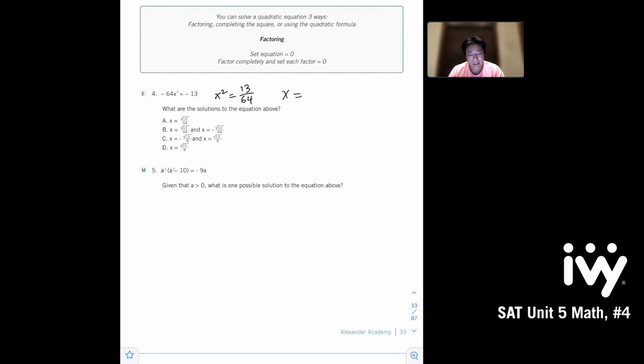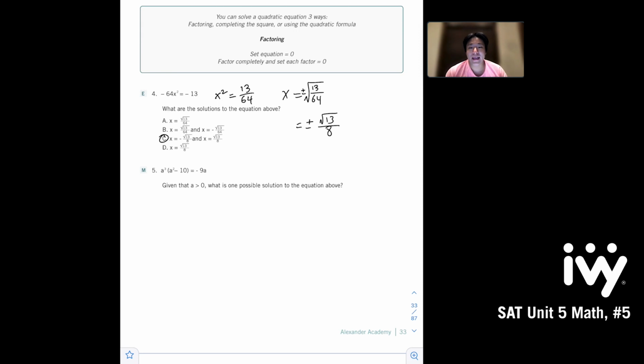This means we have x equals square root of 13/64. However, because we took the square root, this is plus or minus square root of 13/64. Then we can also simplify the 64 in the denominator because it's 8 squared, but the 13 is just going to have to remain in the radical. So we're left with plus minus radical 13/8, which gives us answer choice C.